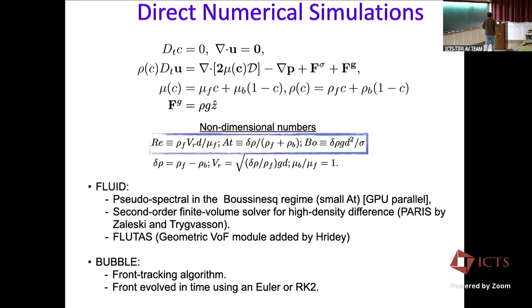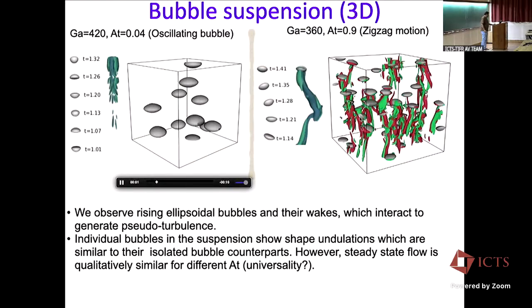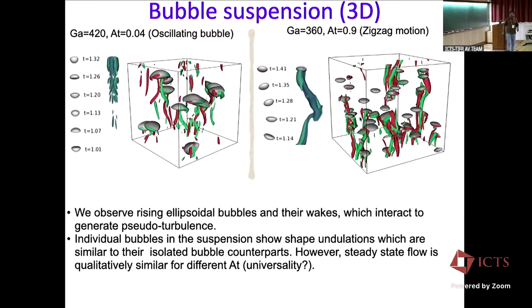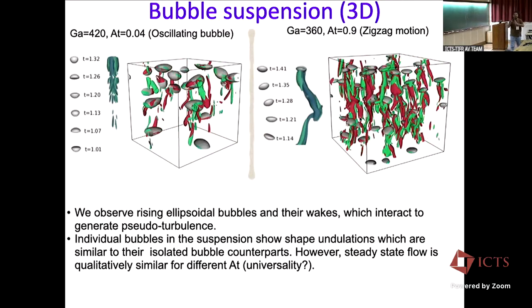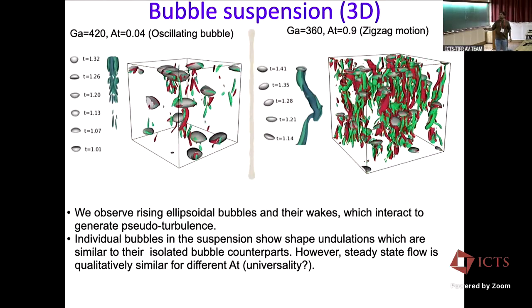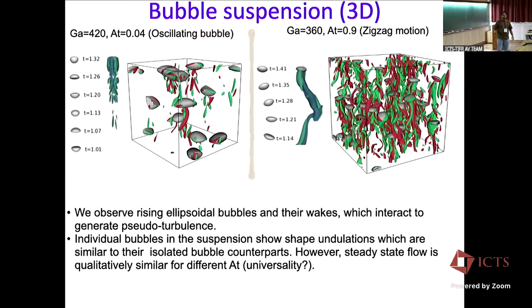And when I say we, it's people like Vikash, Hriday, and others who did all these impressive simulations. So here is a typical simulation of a bubble rising through a liquid and churning the flow as it's moving through the liquid, and the wakes are interacting with each other to generate something like turbulence. What is good is that the kind of flow structures we get and the bubble shapes we get are similar to what is observed in the experiments.